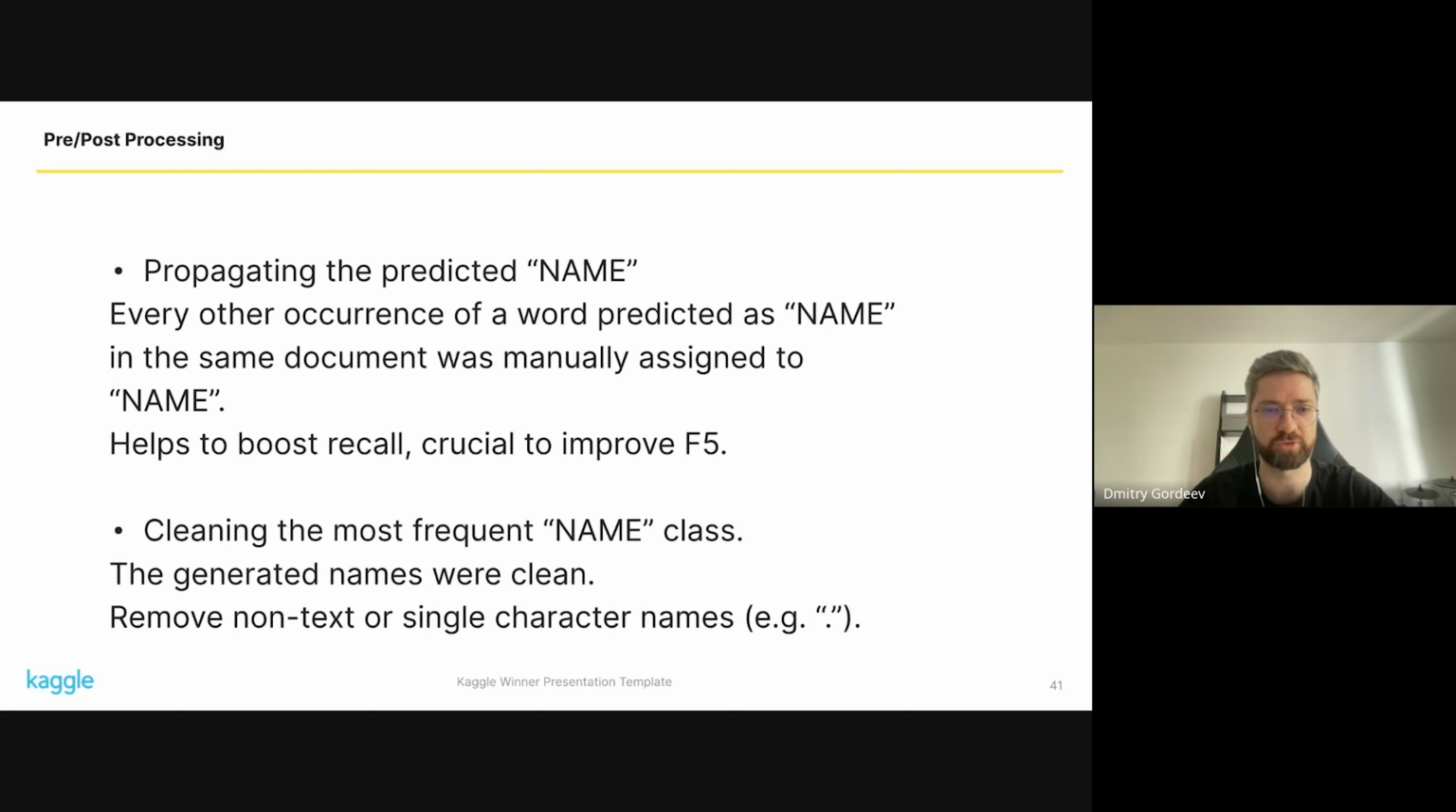But that required me also to do some cleaning afterwards, because there could be problem examples. One model, for instance, recognizes a single dot in Dr. or Mr. as a part of the name. And once you propagate it, you are pretty much marking every single dot in the entire document as a name, which ruins the precision. So a little bit of cleaning was required to boost the score further. Stuff like too short names, like 1 symbol, or names that have special symbols or numbers in them. But other than that, these are the 2 most important post-processings that I ran.